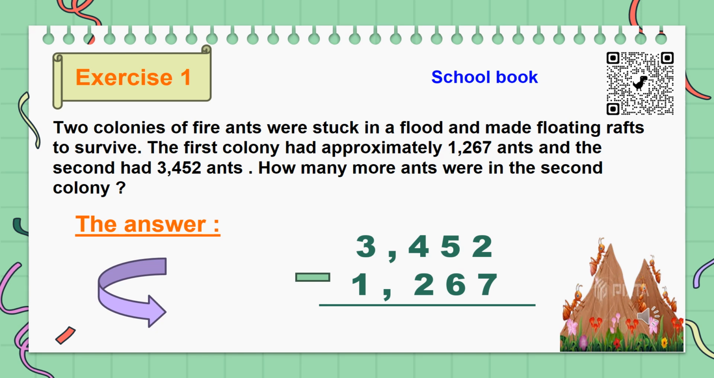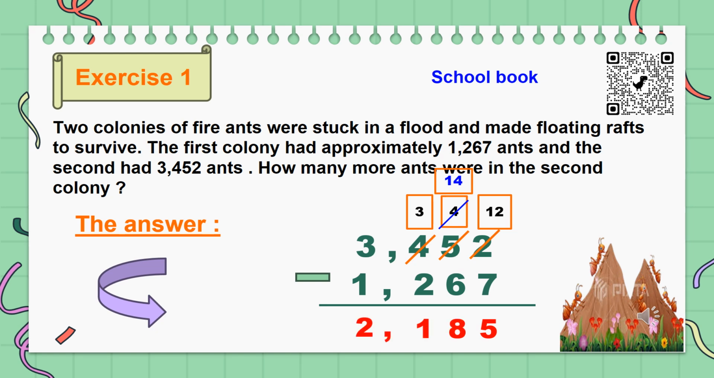So I go to next door, knock knock. 5 became 4 and this 2 became 12. 12 minus 7 equals, count from small to stop at big. So after 7, 8, 9, 10, 11, 12. Stop. How many fingers? 5. 4 minus 6. I can't make 4 minus 6. So I go to the next door, knock, knock, knock. 4 became 3 and this 4 becomes 14. Now we can make 14 minus 6 equals 8. 3 minus 2 equals 1. 3 minus 1 equals 2. So the difference here is 2,185 ants.